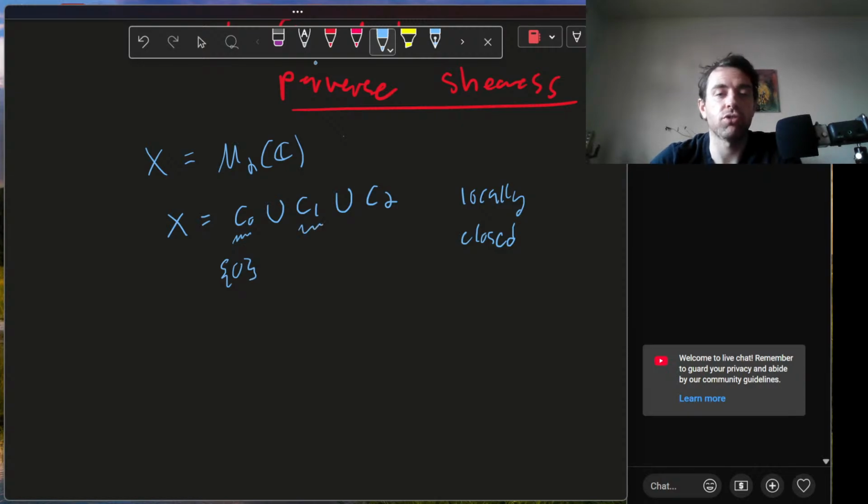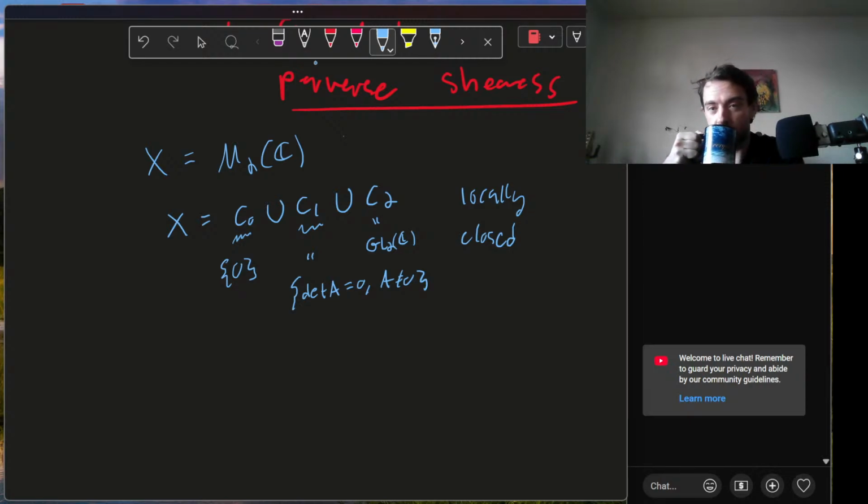C1 is just the matrices of rank 1. So in other words, it is those matrices whose determinant is 0, but A is not the 0 matrix itself. And then finally, C2 will be the invertible matrices. That is, those matrices of rank 2, i.e. those matrices whose determinant is not equal to 0.